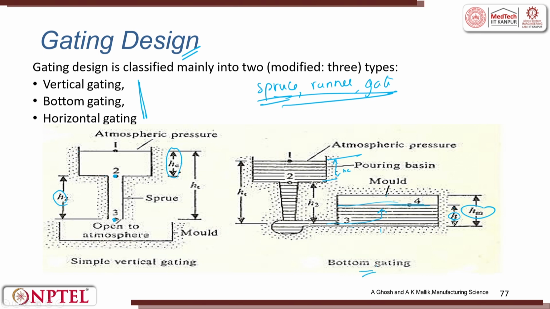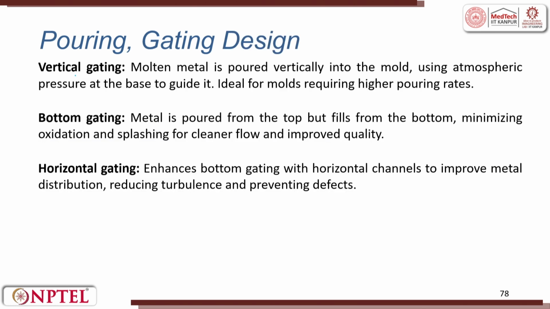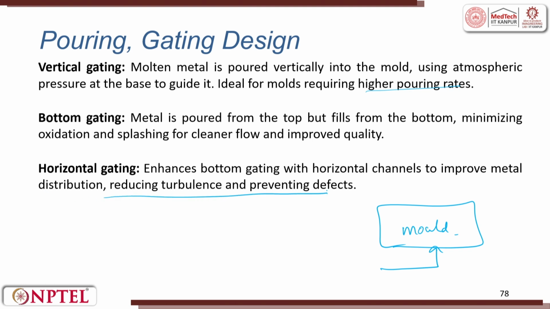Bottom gating system always gives you a very good result. Vertical gating: molten metal is poured vertically into the mold using atmospheric pressure at the base to guide it. Ideally, for molds that require high pouring rates. Bottom gating: metal is poured from the top but fills from the bottom of the mold, minimizing the oxidation and splashing for a clean flow and improved quality. Horizontal gating enhances the bottom gating with horizontal channels to improve the metal distribution, reducing the turbulence and preventing defects.